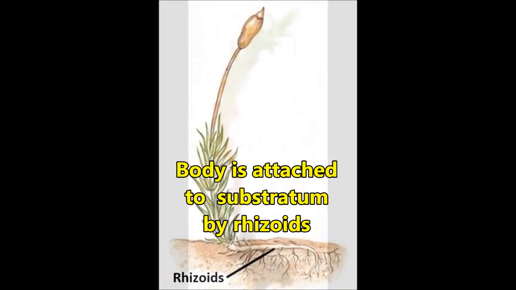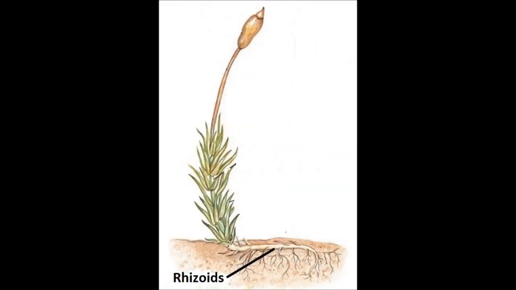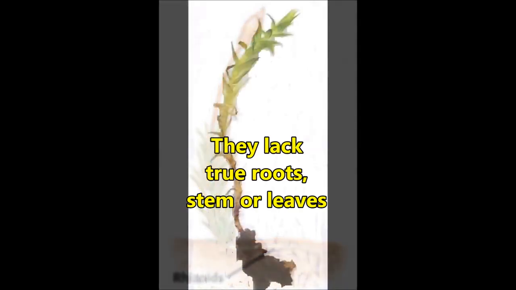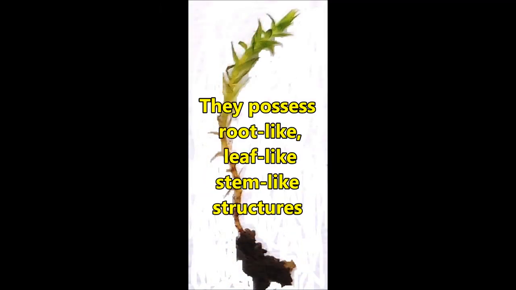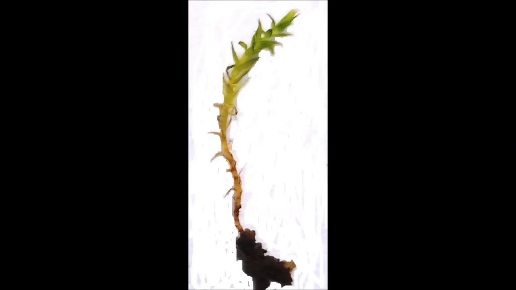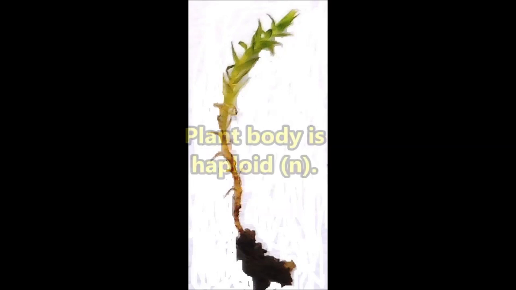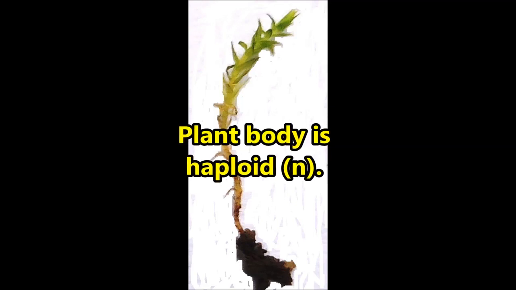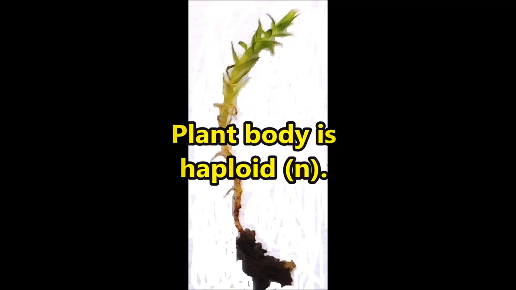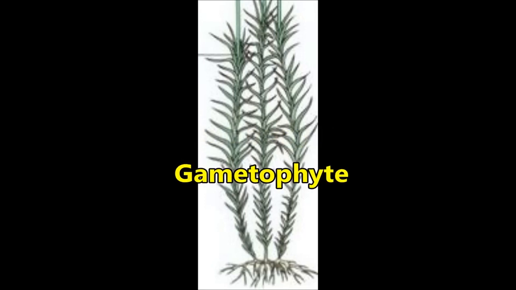The body is attached to the substratum by rhizoids. They lack true roots, stem or leaves. They may possess root-like, leaf-like or stem-like structure. Sex organs. The main plant body of the bryophyte is haploid. It produces gametes, hence it is called a gametophyte.